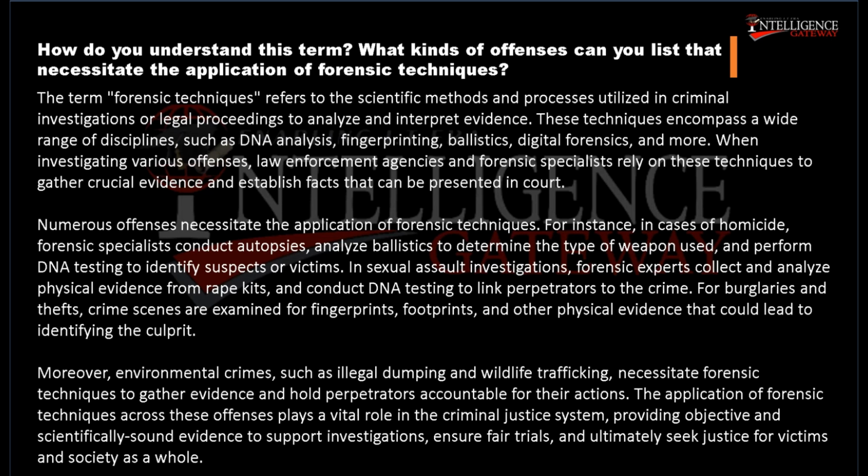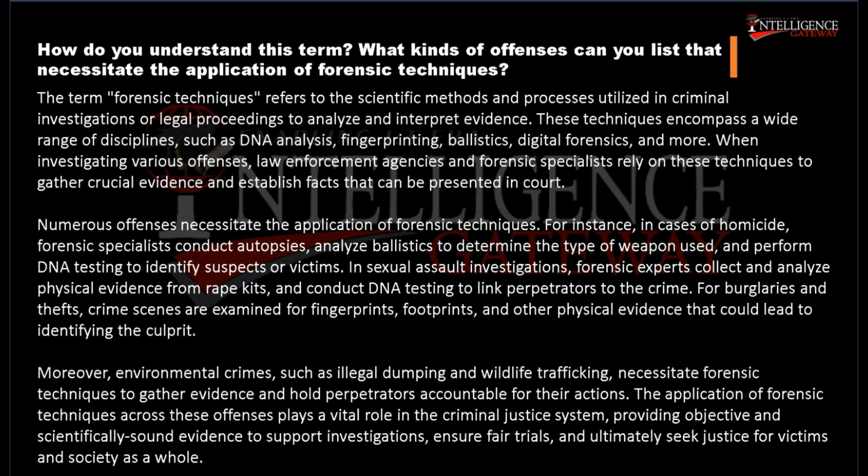For instance, in cases of homicide, forensic specialists conduct autopsies, analyze ballistics to determine the type of weapon used, and perform DNA testing to identify suspects or victims. In sexual assault investigations, forensic experts collect and analyze physical evidence from rape kits and conduct DNA testing to link perpetrators to the crime. For burglaries and thefts, crime scenes are examined for fingerprints, footprints, and other physical evidence that could lead to identifying the culprit.